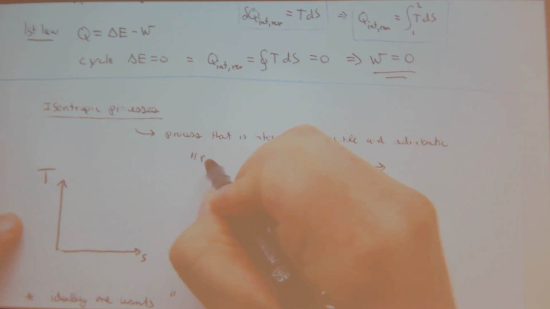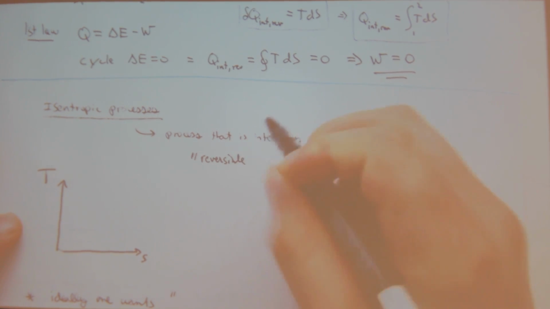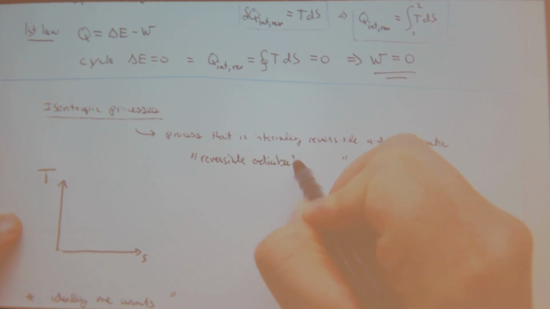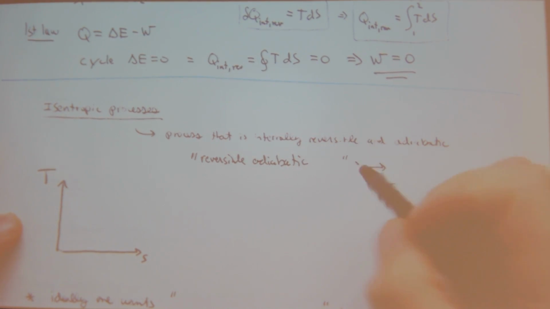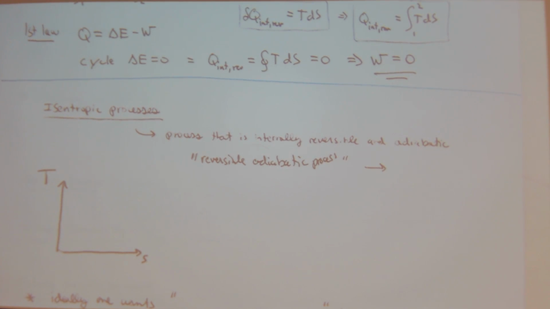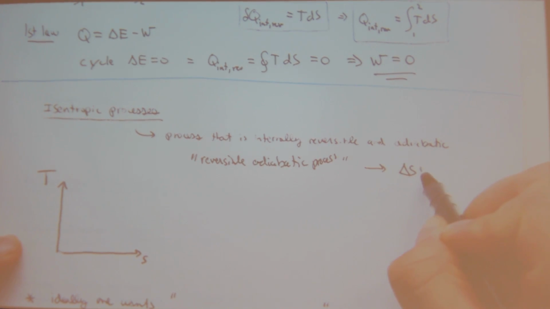So a quote-unquote reversible adiabatic process. So if it's reversible, that means we already know that from reversible there's no net heat in and net heat out. And adiabatic, we also know that delta Q is equal to 0. But when it's both of these, reversible and adiabatic, we had no work, but the end story is for an isentropic process, delta S is equal to 0.